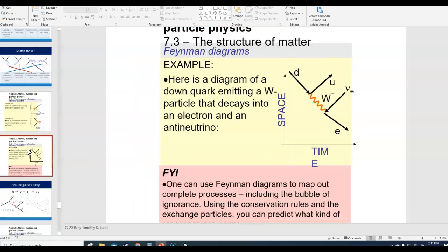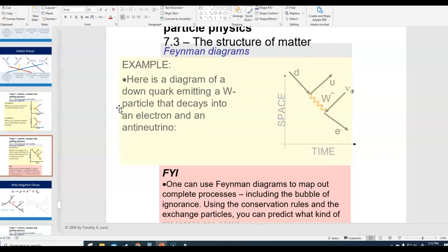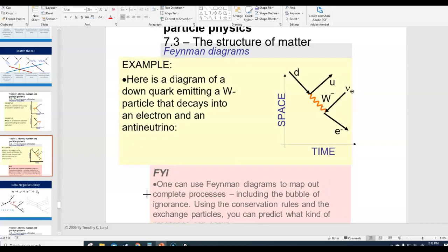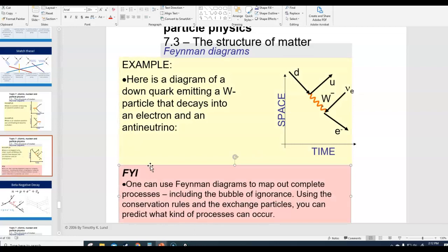Okay, so let's get into a more complicated type of Feynman diagram. What we have here is a Feynman diagram that represents a down quark emitting a W minus particle, and the W minus particle decays into an electron and an anti-neutrino. This is a very, very important type of reaction that you need to be able to recognize.